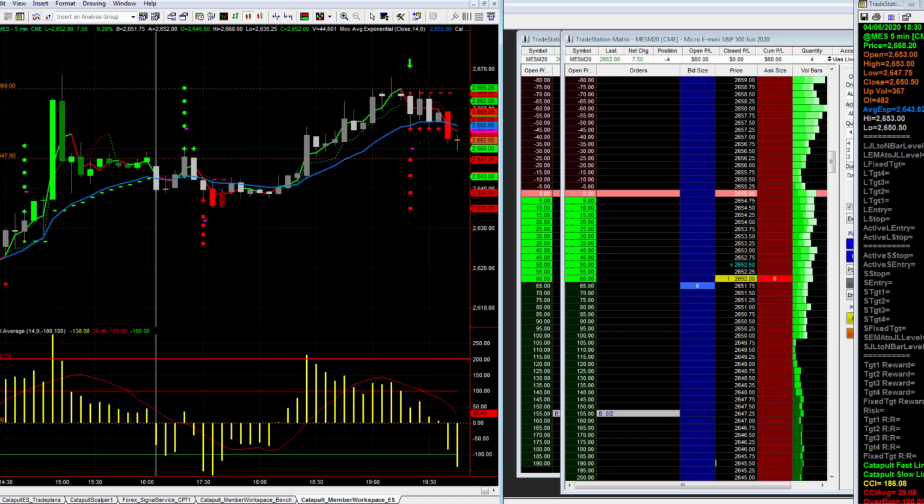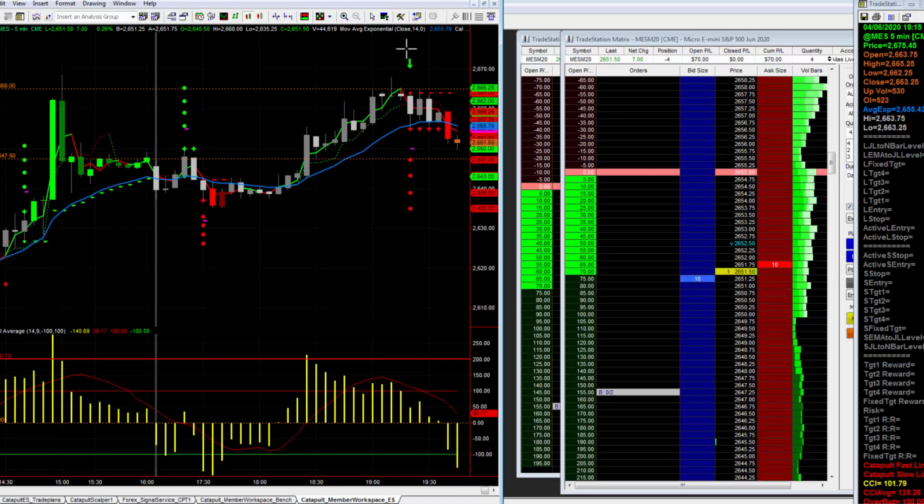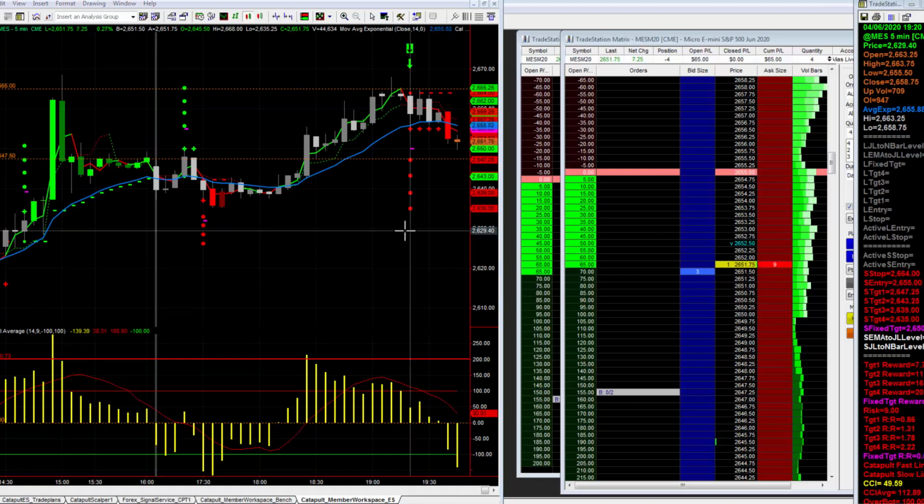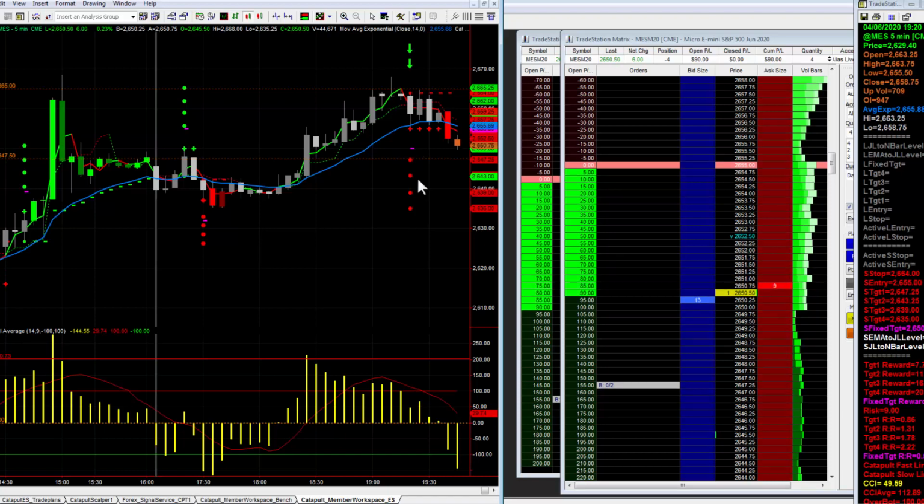I've had some requests to see a live trade using the micro ES. This is a 6 p.m. mini session. You can see the trade triggered in here. I've got 4 micro lots on this trade. I'm going to scale out half of them at target 1 and half of them at target 2, for example.